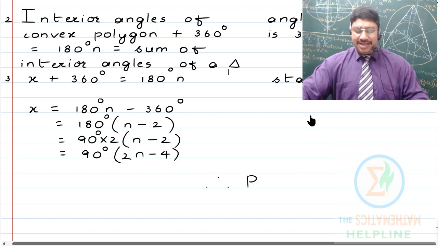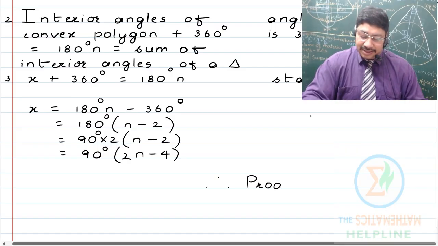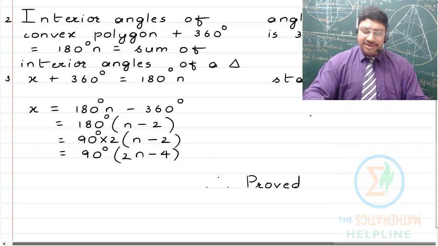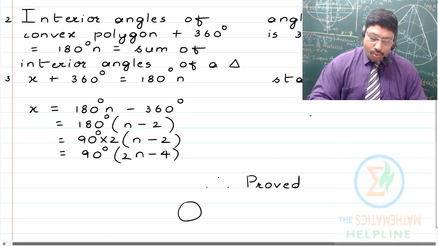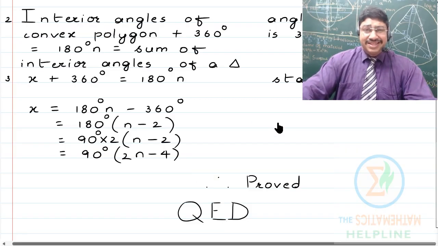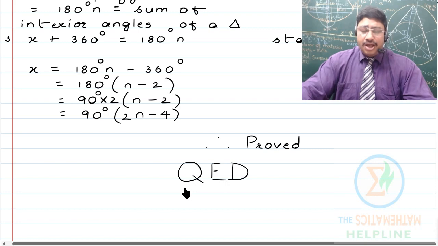So this P actually stands for proved. And thus we've been able to prove this. So this is proved. And how do we write this in geometry? We write quod erat demonstrandum. So this is another new thing that you got to know, that when we talk about this QED, in Latin it means that it stands proved. And how do we say it? We say that this is quod erat demonstrandum.